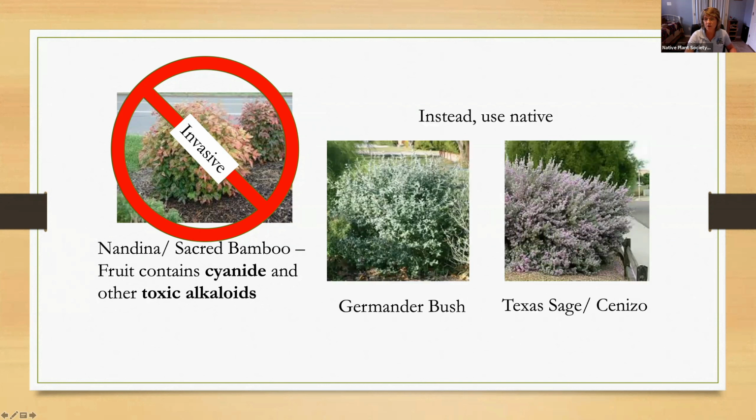These are a couple that have been recommended before. They have a nice shrubby appearance for you. They're native. Germander bush is a nice white flowering alternative. Texas sage, or cenizo, is another great alternative. And they evolved here.